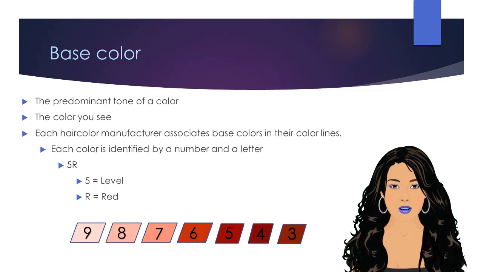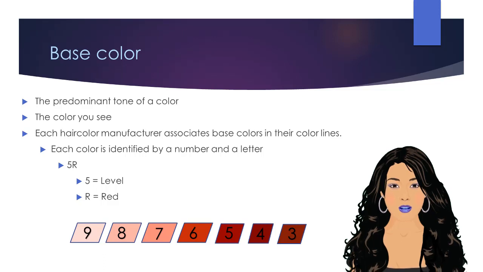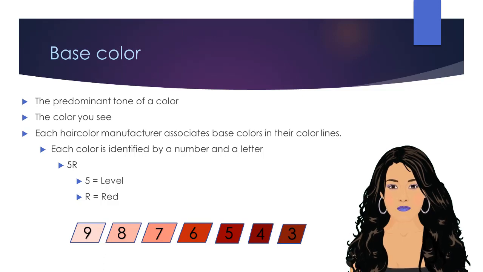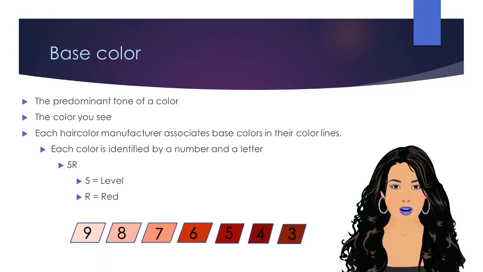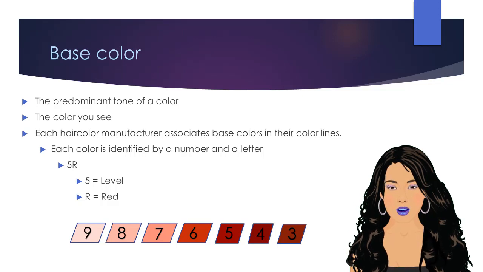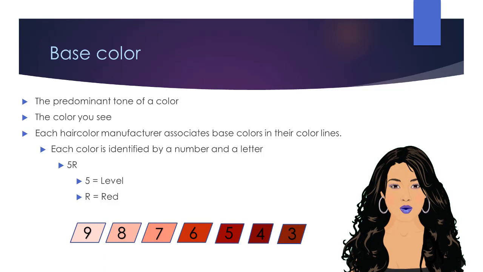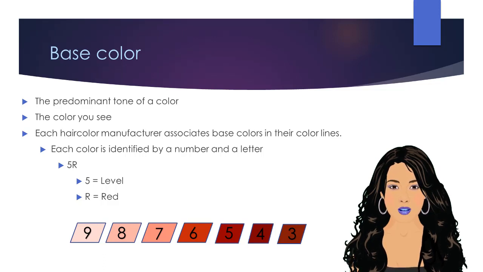Base color is the predominant tone of a color. Each hair color is identified by a number and a letter. The number indicates the level of lightness or darkness of a color. We will learn more about levels in a future lesson. The letter represents the predominant color. In the example provided, the number 5 represents how light or dark the color is, and the letter R represents the color red. So, in this example, a 5R tells me that this color happens to be a 5 red, or a medium red.